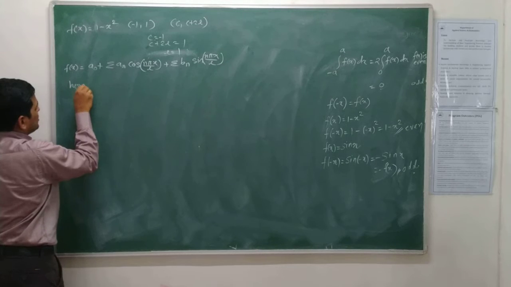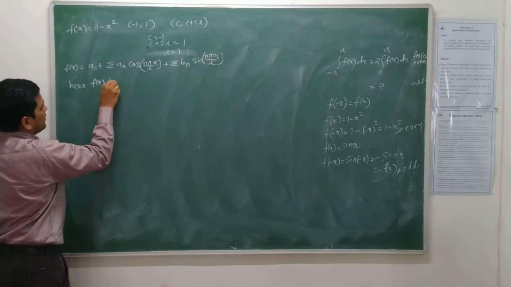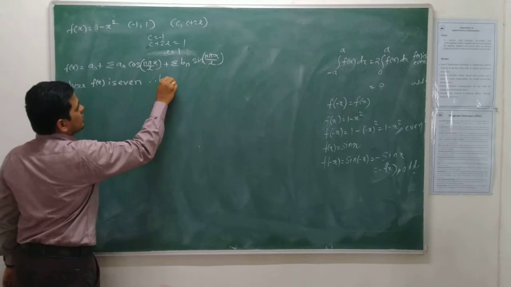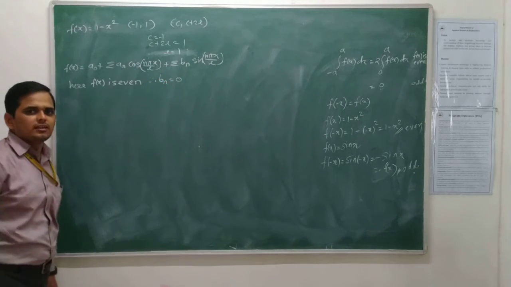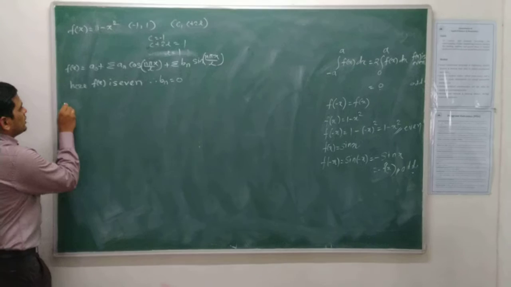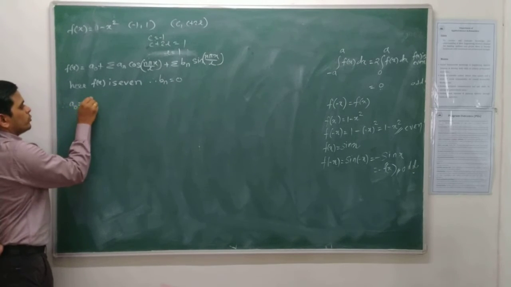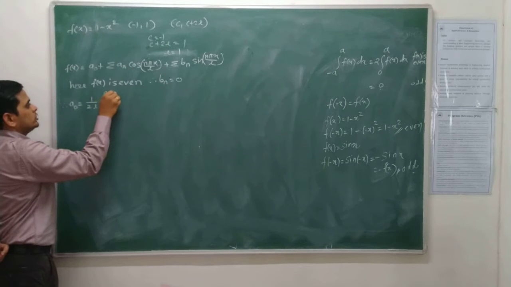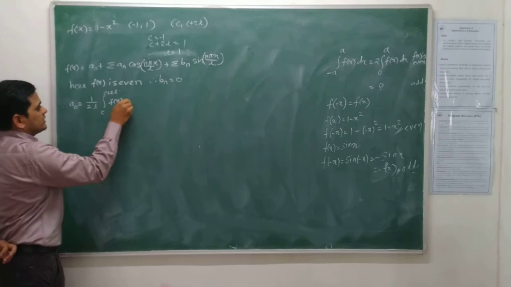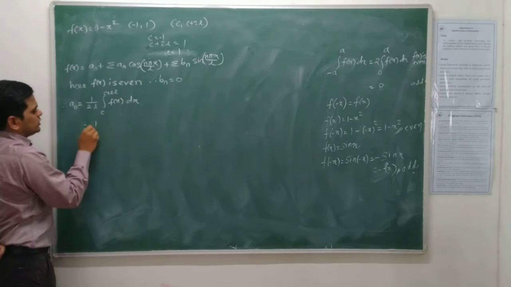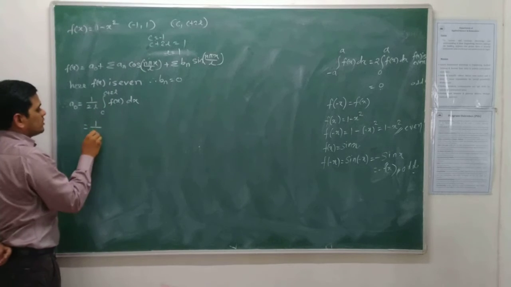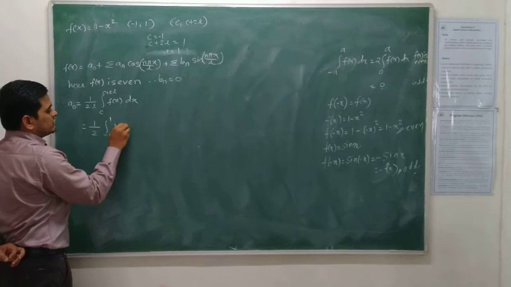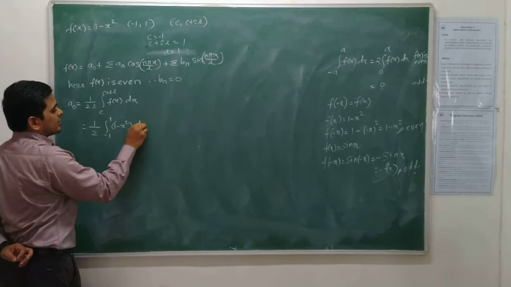Here f of x is even, therefore bn is equal to 0. You can directly say bn equal to 0. Therefore a naught is equal to 1 upon 12 integration from c to c plus 12 f of x dx. The value of l is 1. So 1 by 2 integration from minus 1 to 1 of f of x, which is 1 minus x square, dx.